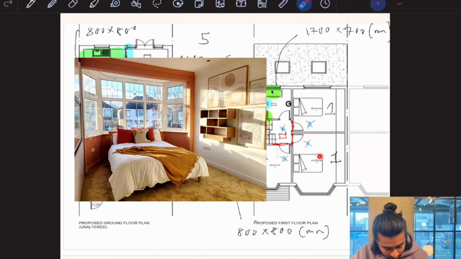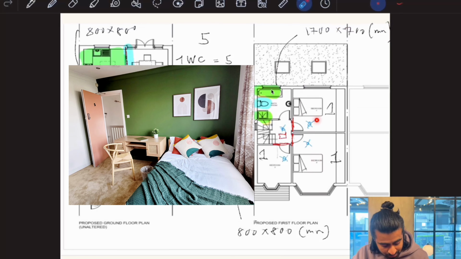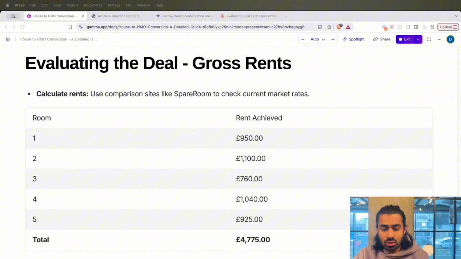Bedroom 4, which is the larger bedroom, we're getting £1,040. And then finally, bedroom 5, we're getting £925. So overall, the gross rent is £4,775.